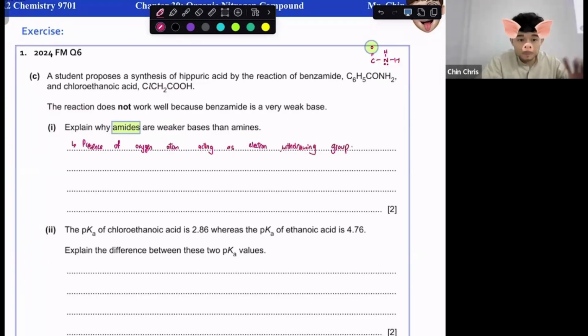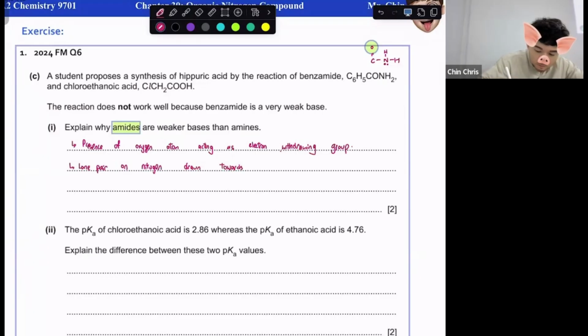So eventually I can mention that the lone pair on nitrogen is drawn towards the oxygen, hence it's unable to accept a H plus.